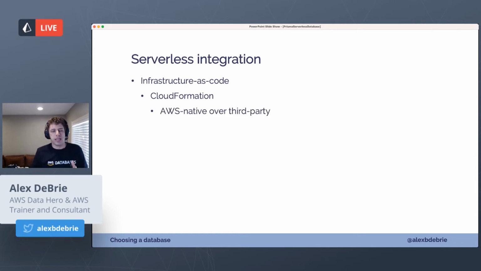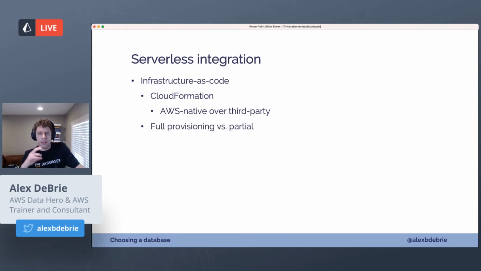Based on that, I would say, if you're using CloudFormation, you might want to prefer AWS native databases over third parties. So things like RDS over getting your managed relational database somewhere else, or Amazon DocumentDB over MongoDB Atlas. Again, just for that infrastructure as code part, not that it's a total deal breaker.